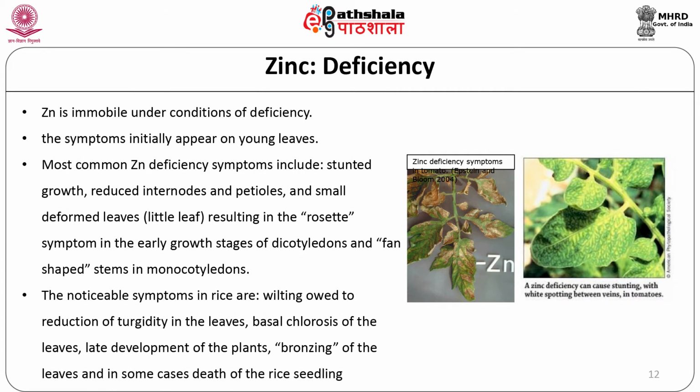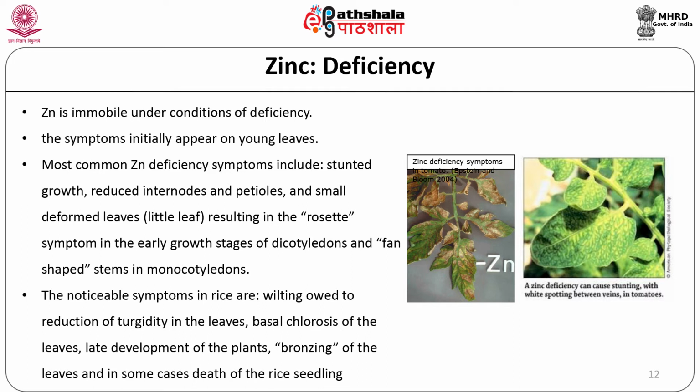The primary reason of deficiency of zinc in soil is its pH and the redox potential of the soil. Plants deficient in zinc show characteristic features. The symptoms, however, initially appear on young leaves. The most common zinc deficiency symptoms are stunted growth, reduced internodes, petioles, and small deformed leaves, the condition also known as little leaf, resulting in a rosette formation. The leaves in monocots show characteristic fan-shaped appearance during zinc deficiency.